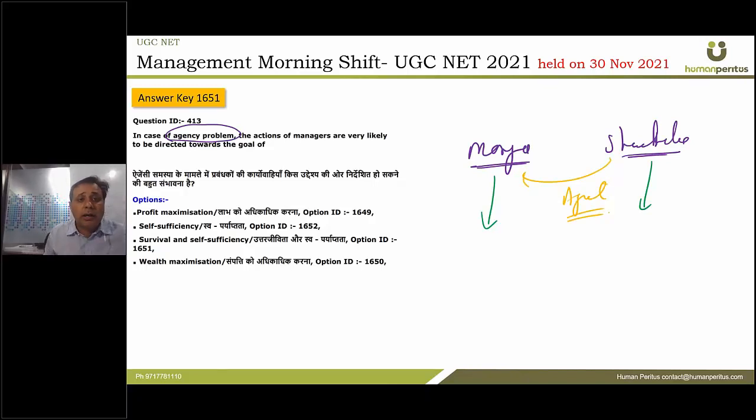So the question is actions of manager are very likely to be directed towards. manager क्या करेगा? Survival and self sufficiency. वो अपनी नौकरी की चिंता करेगा, न कि shareholder का wealth maximization का. Therefore correct answer is C.